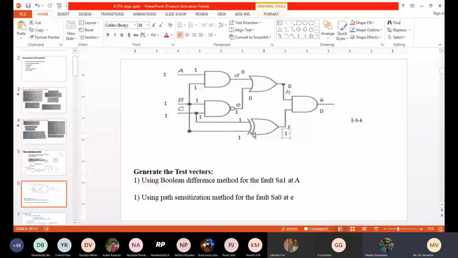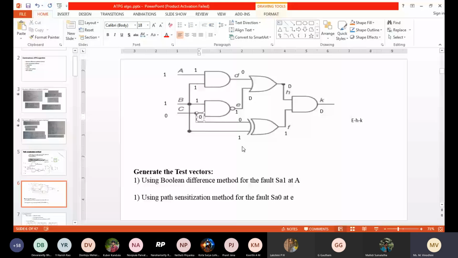0, 1 or 1, 0. Okay, let me take 0 and 1. If this is 0, my C is 0, correct? I'm getting the C only here. So if C is 0, this also should be 0. The second line, if this should be 1, my B should be 1. Okay, B is 1, so this line is also 1. This line is also 1. So here I did line justification.